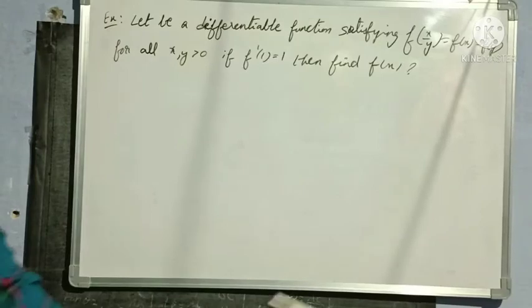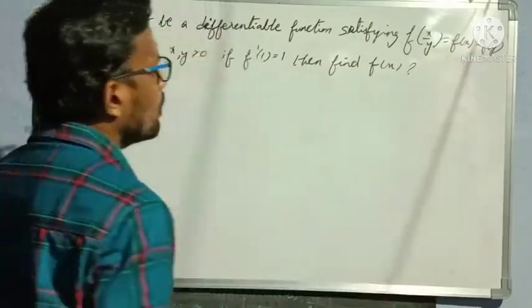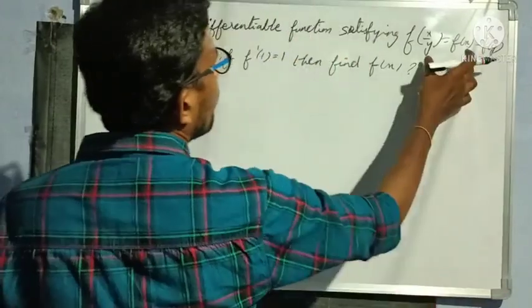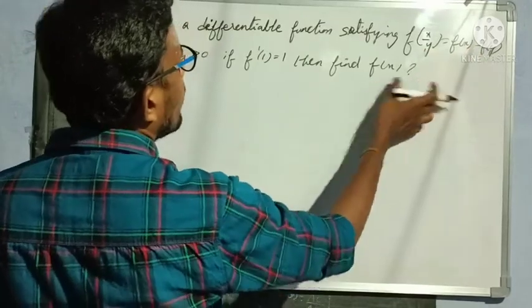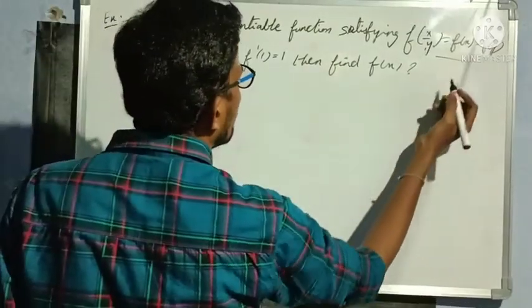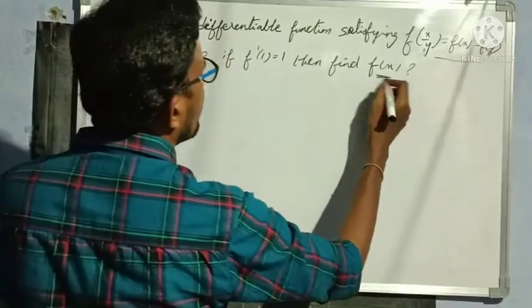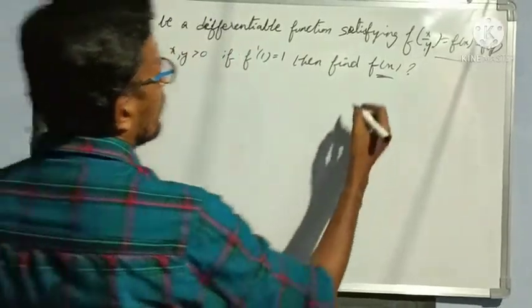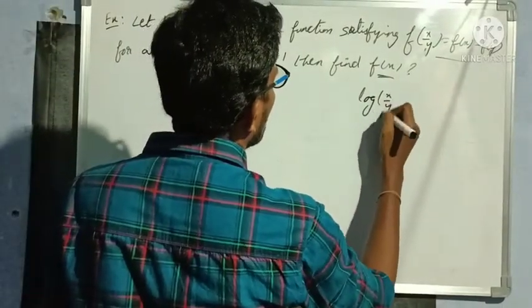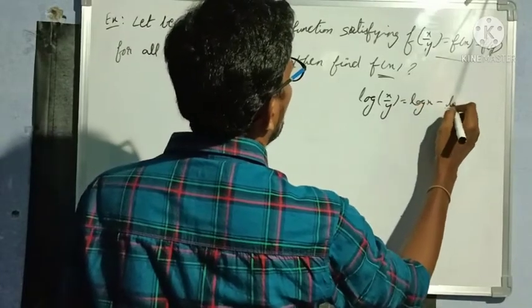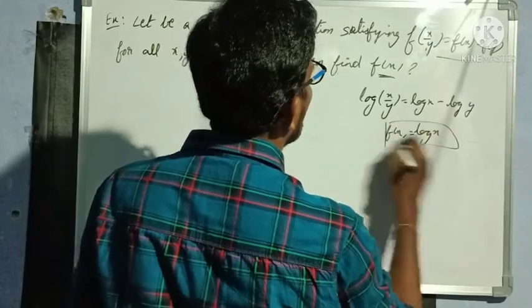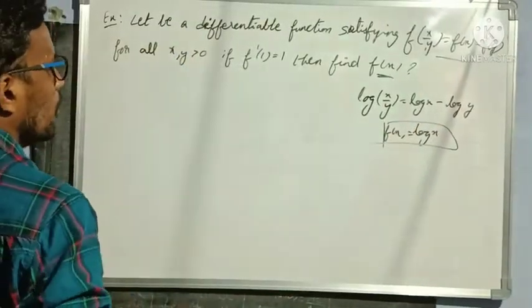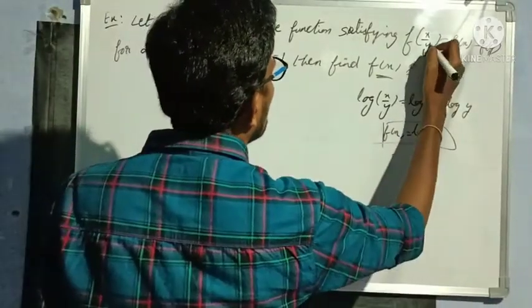Okay, I hope by seeing the question one or two members might have got the idea that this is of the form log x by y is equal to log x minus log y. So by seeing the question only we can say that f of x value is log x. Correct? So if anyone did not get that out, then let us see whether we are getting f of x is equal to log x or not. So by seeing the question clearly we can say that log x by y is equal to log x minus log y. So our answer is log x. So f of x is equal to log x. This is the shortcut.